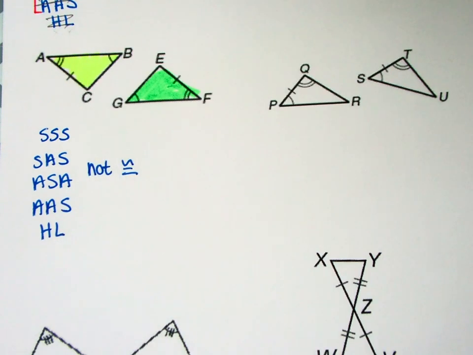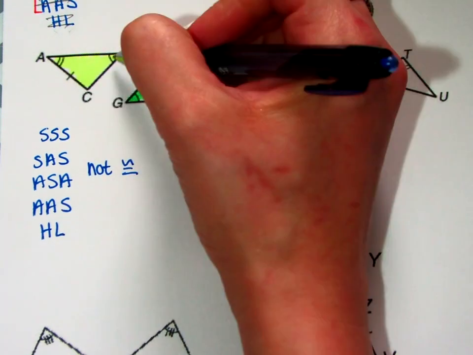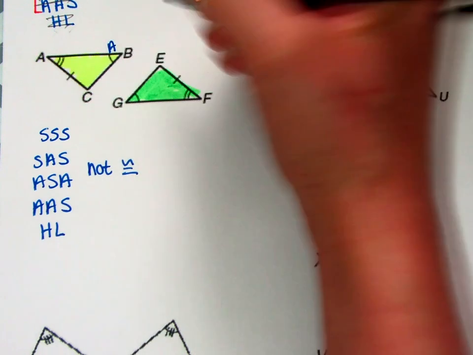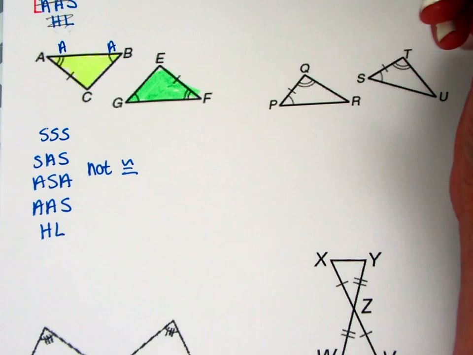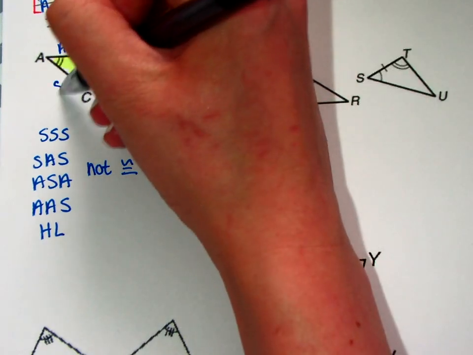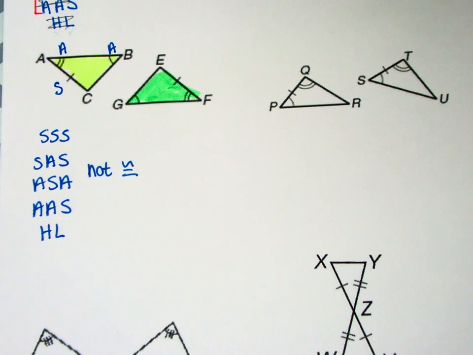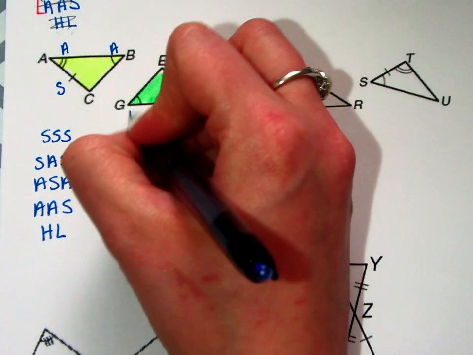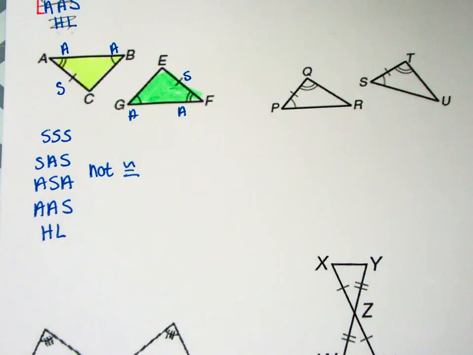Curves get A's, bars get S's. I see a curve, that means that's an angle. Double curve, angle. Bar means side. It's just proper notation we learned the first day of school. I'm going to go over here, A, and S.